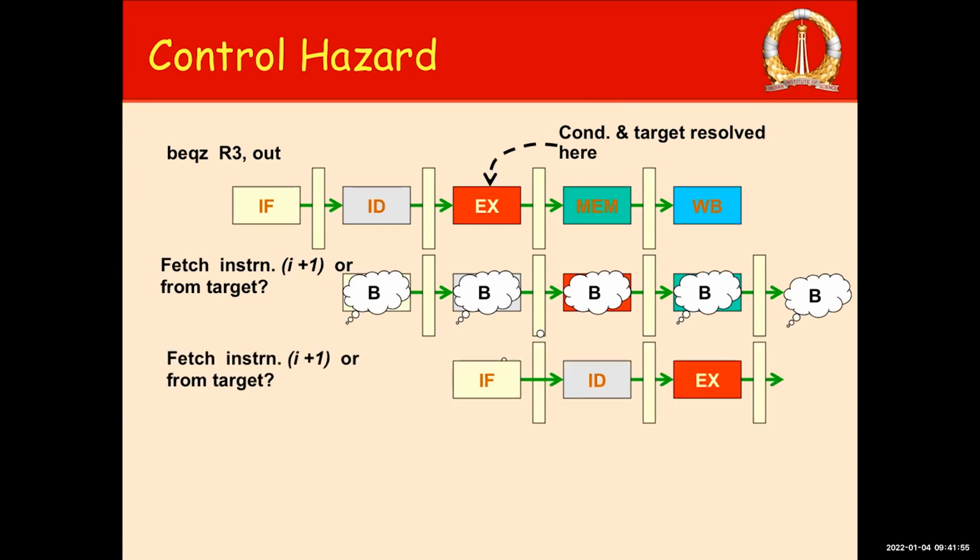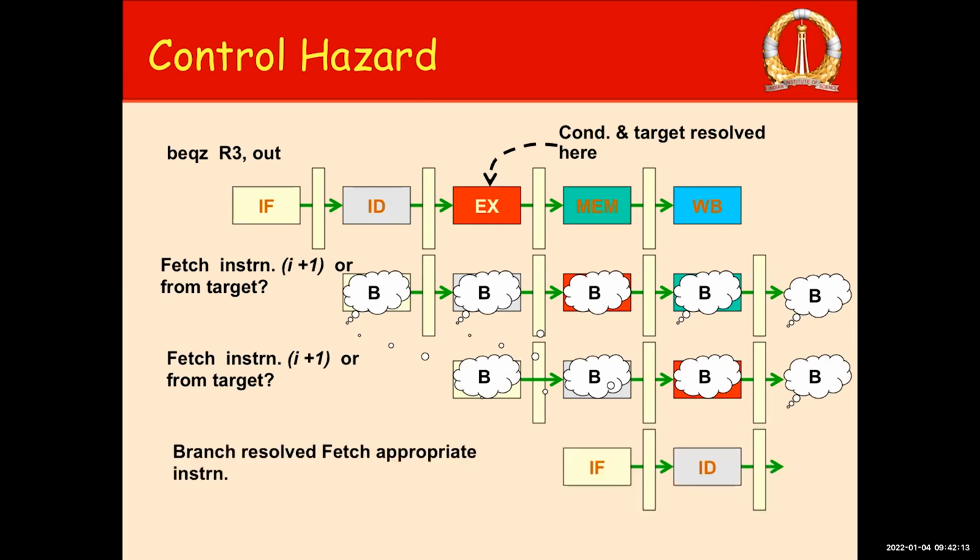And we also have to incur a stall in the subsequent cycle until we compute the branch target address, and until we compute the conditional, whether the branch is going to take place or not. So once you know that information, then in the next cycle you can fetch the instruction either from the I+1th location or from the target location, depending on whether the condition is false or true.